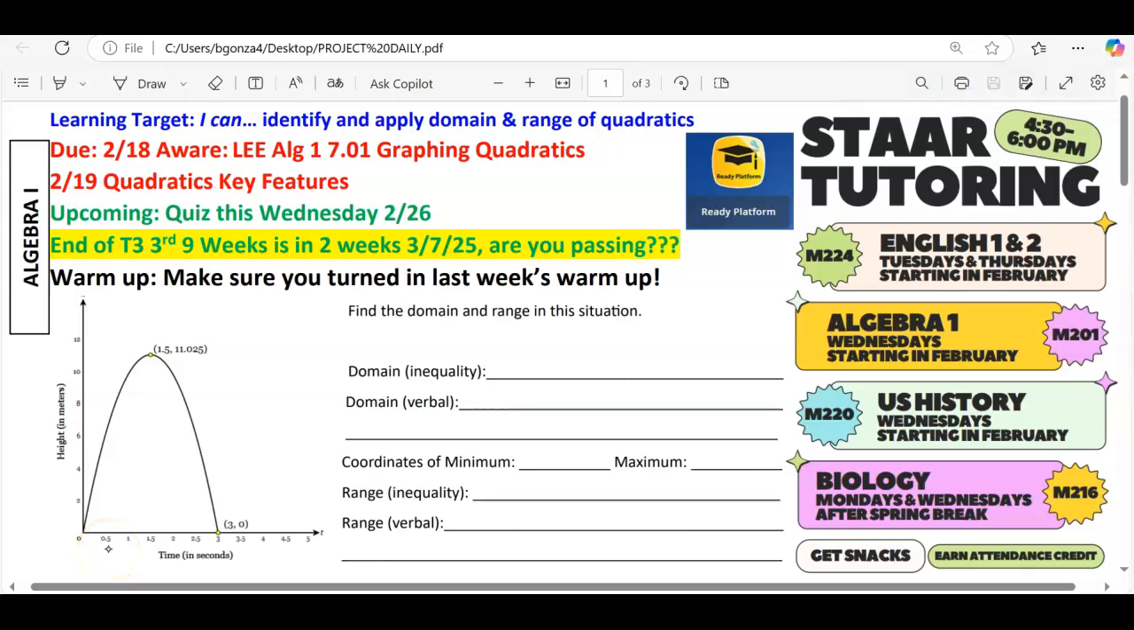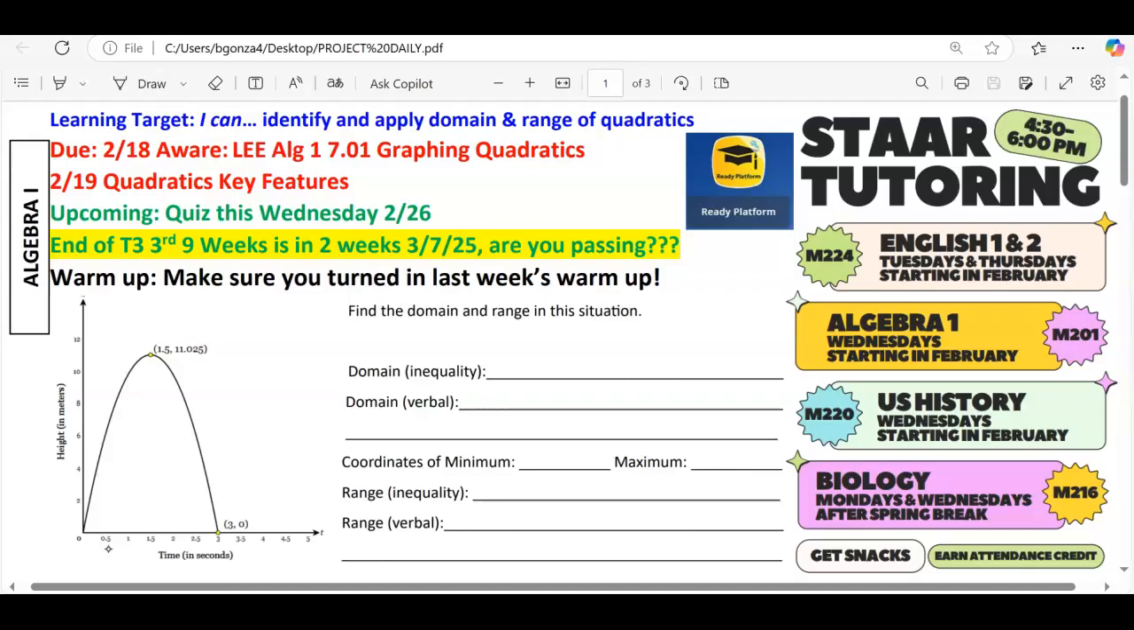Do y'all see these things that are due? The aware assignment, which was on that Tuesday. You got quadratic key features, which was on the Wednesday, I believe, last week. Thursday, we worked on those some more. Friday, we started some notes. Today, we're going to finish those notes real quick.